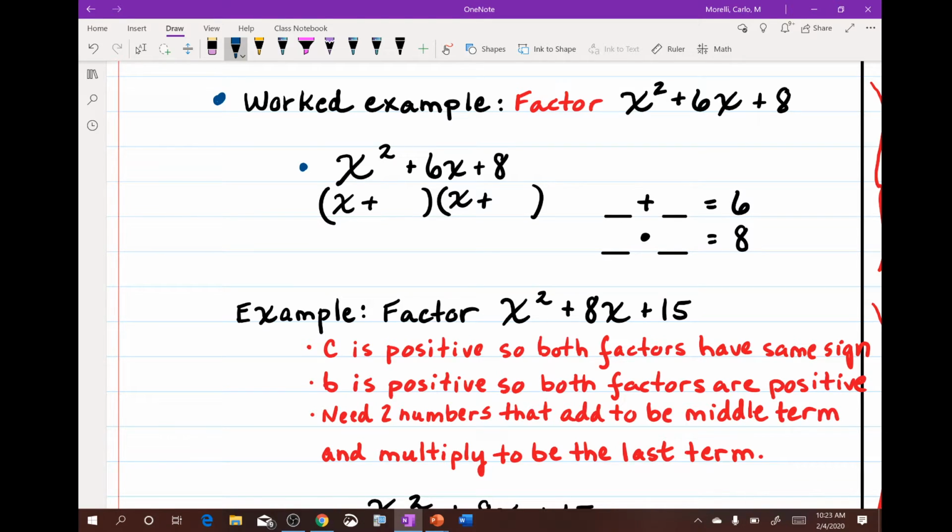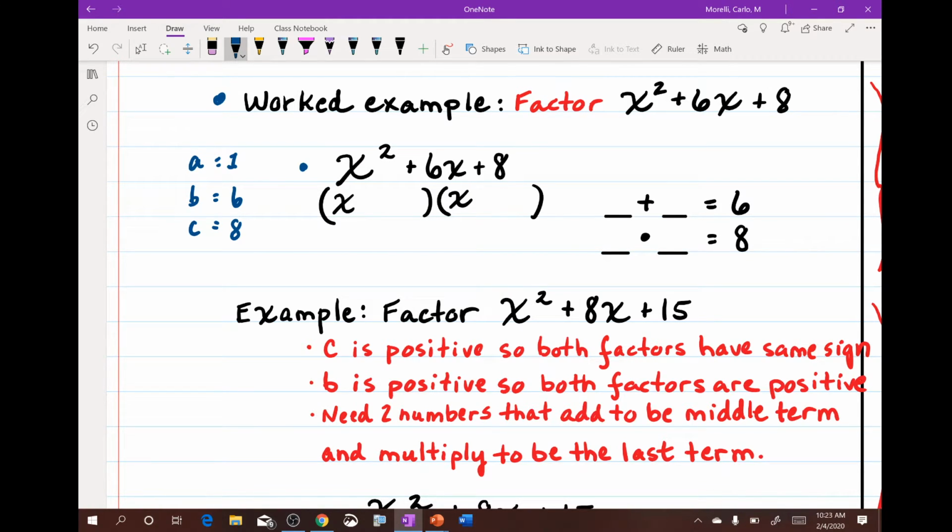Okay, so is C, well, this is what I want you to do for every single one of these problems. Right, A, B, C. What is A? 1. What's B? What's C? Is C positive? So both of these will be the same. Okay? The factors. You're creating the binomial.